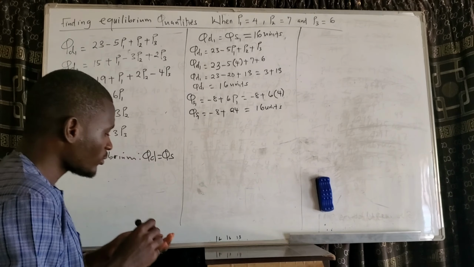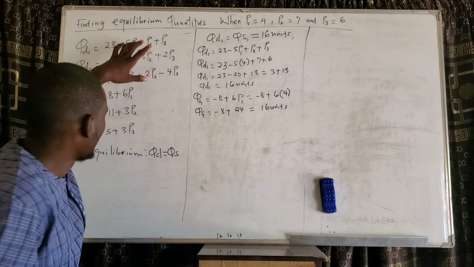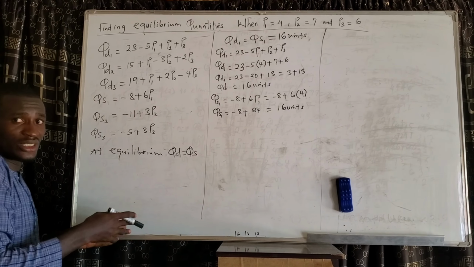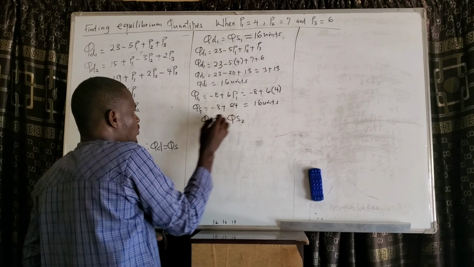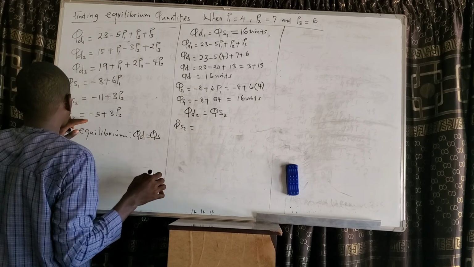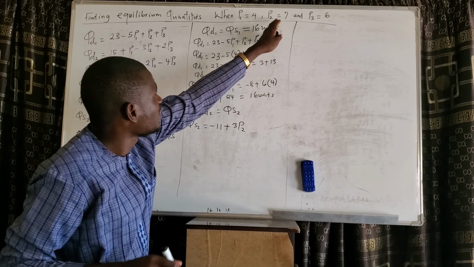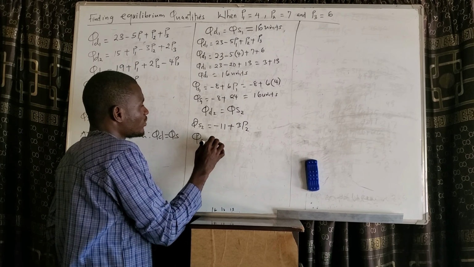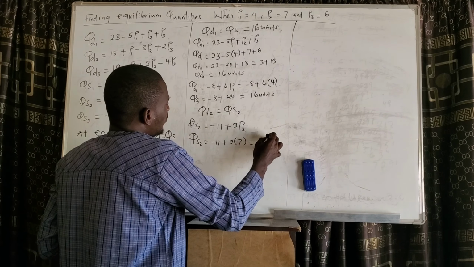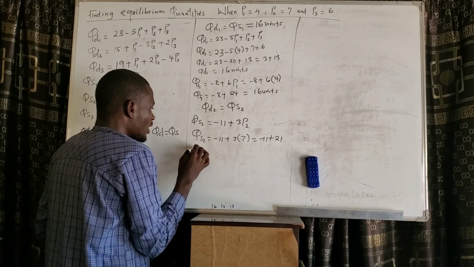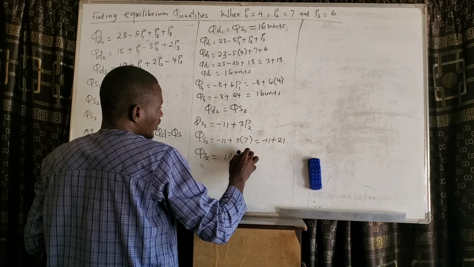So now, to make it shorter, instead of using the demand functions, which will be longer, let's concentrate on the supply functions. We are still going to get the same thing. Then QD2 is equal to QS2. Then QS2 is equal to negative 11 plus 3P2. P2 is 7. Then QS2 is equal to negative 11 plus 3 into 7. This will give us negative 11 plus 21. Then QS2 is equal to, subtract this, you have 10 units.